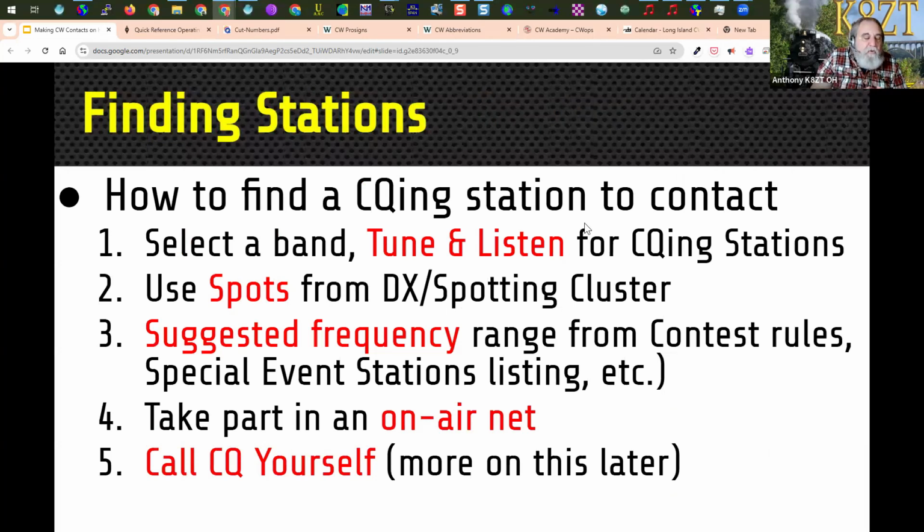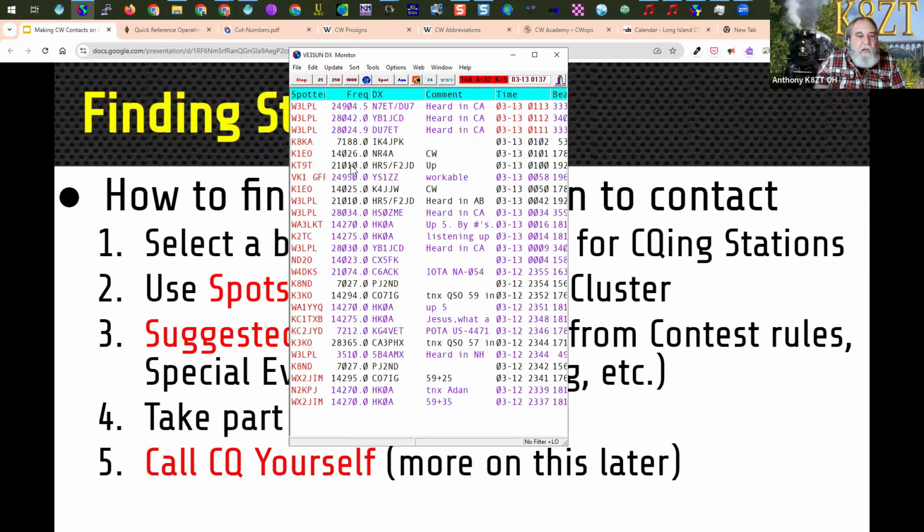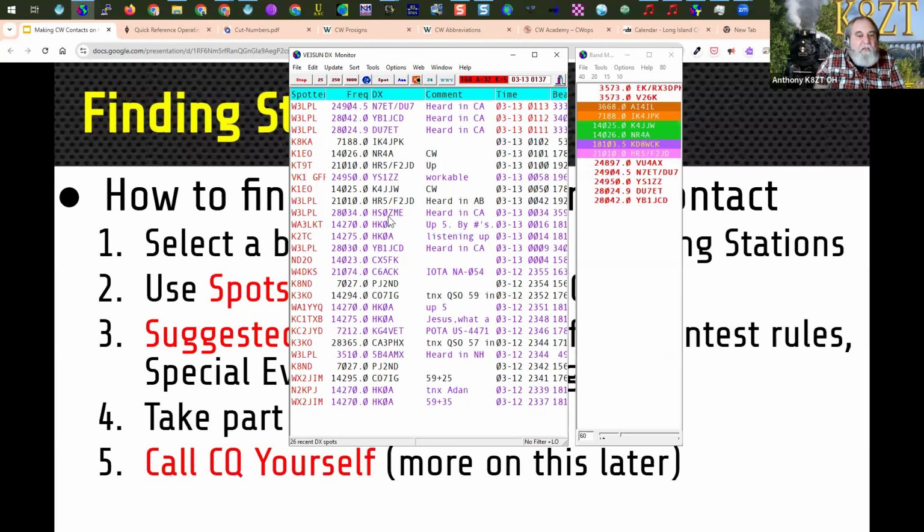So tuning is very important. You want to first find a band, then tune in and listen for CQing stations if you want to search and pounce. You can also look on DX clusters to find a station and then tune specifically to that frequency. So if I take a look at the DX cluster right now, here's NR4A operating CW at 14.026, so I could tune there. Here's another station operating on 15 meters, HR5FD. Here's a station in Thailand, HS0 at 28.34. So by using a DX cluster, I can find things.